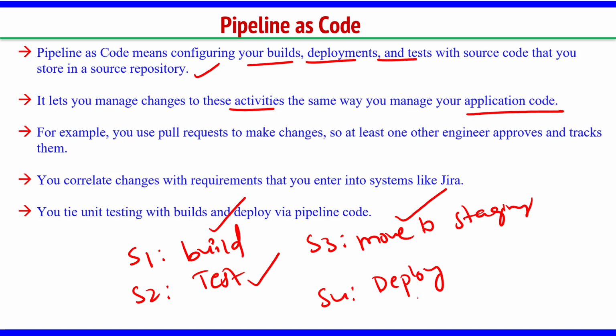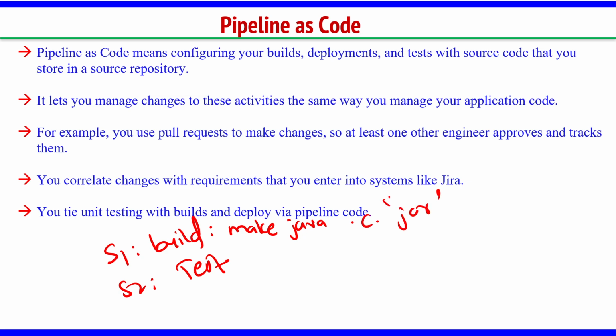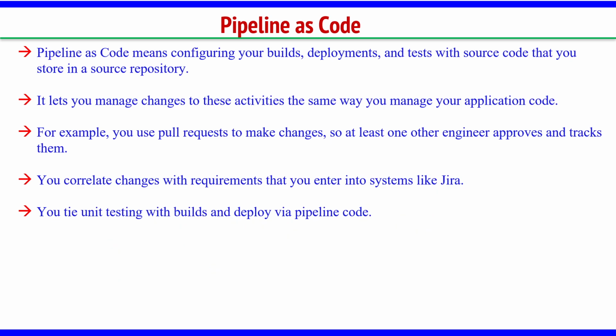And let's say in step 1 I will say the step is about build, step 2 is about test. In this build I will be writing what the command is, right? Maybe make, or a java.c.jar extension, some command like this I will be writing there. So all the commands which are required for doing these steps are kept together as code, right?